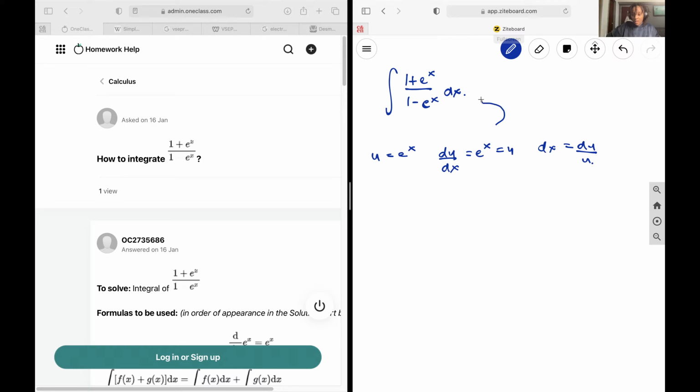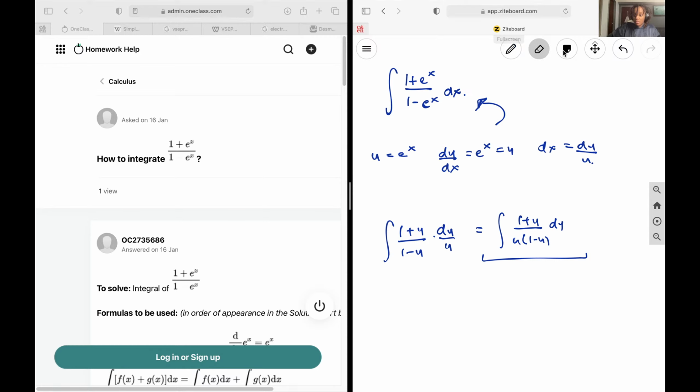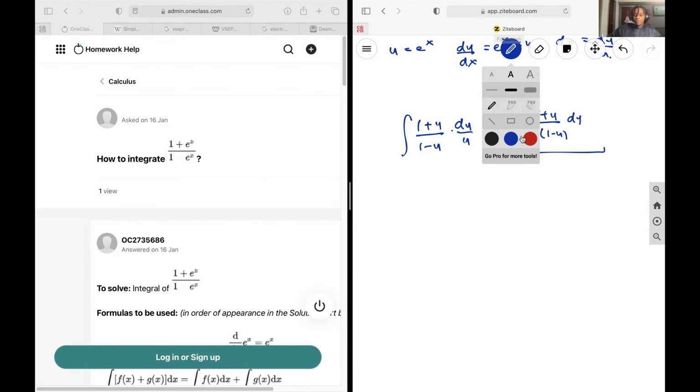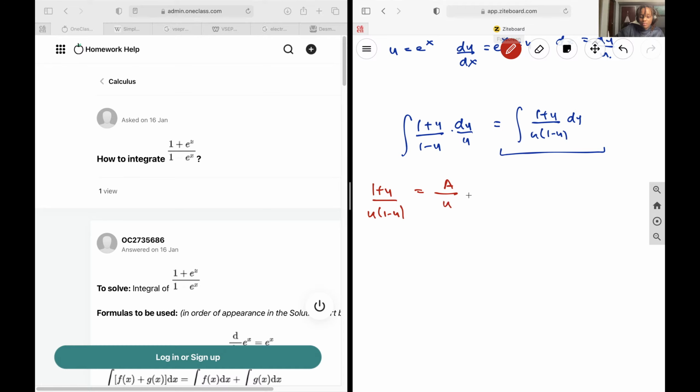We're going to plug all of that back into here so that we can get the integral of (1 plus u) over (1 minus u) by du over u. And that is just the integral of (1 plus u) over u times (1 minus u) du. Now we've converted it into a form that is solvable if we use partial fractions, and that is exactly what we're going to do. So we will simply state that (1 plus u) over u times (1 minus u) is the same thing as a over u plus b over (1 minus u).